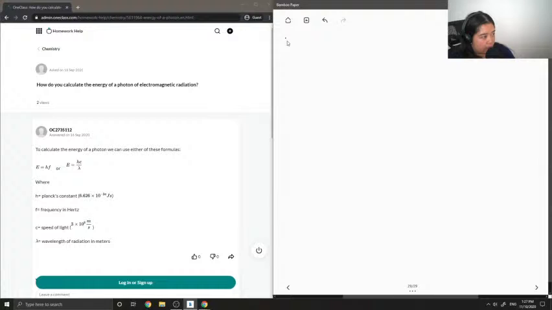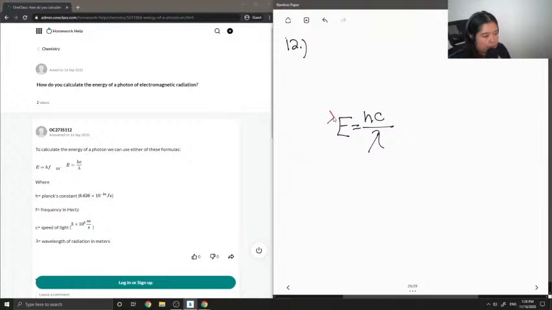Okay, so now let's move on to question number 12. How do you calculate the energy of a photon of electromagnetic radiation? So I'm going to write out the formula. E is equal to hc over lambda.